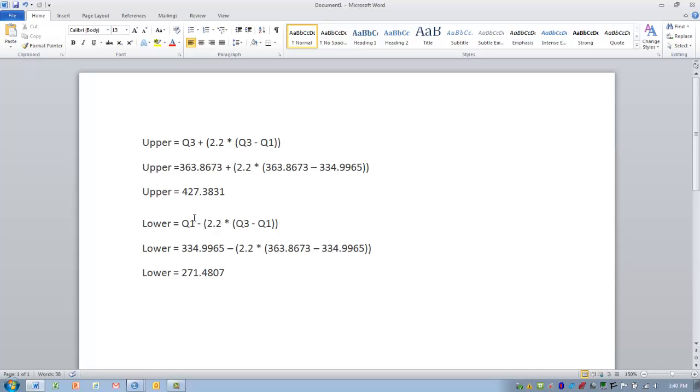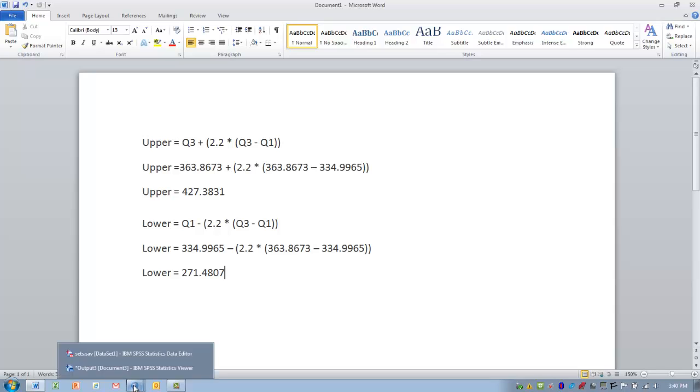We do something very similar for the lower boundary. We again are using the same formula, except now we're starting with the first quartile raw score. So here's that raw score. The second half of the formula is the same as it was for the upper boundary. Once we have that value, we subtract it from the 25th percentile, and that gives us our lower boundary. So what we're saying in essence is that any scores that are lower than 271, we will consider to be outliers. If we have any scores that are greater than 427, we will consider those scores to be outliers.